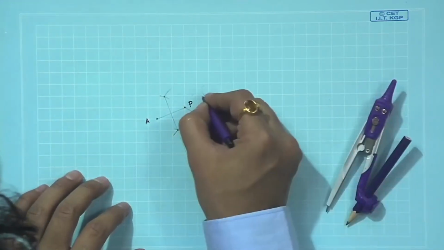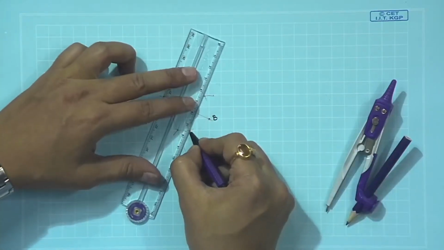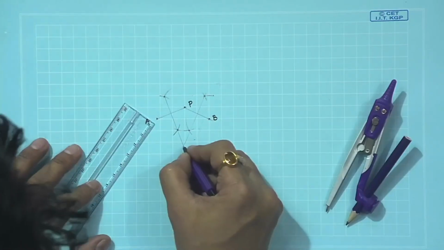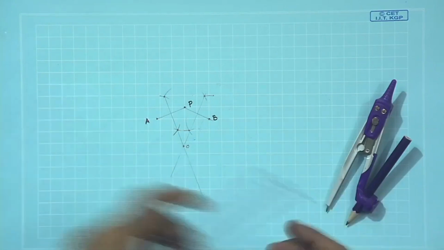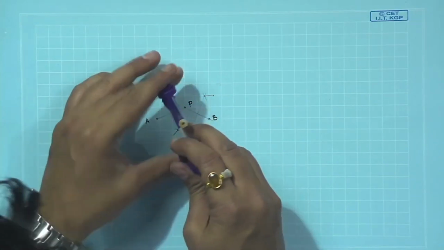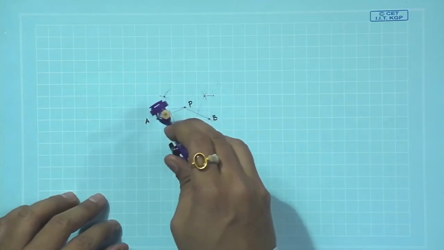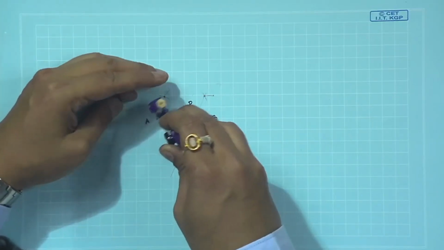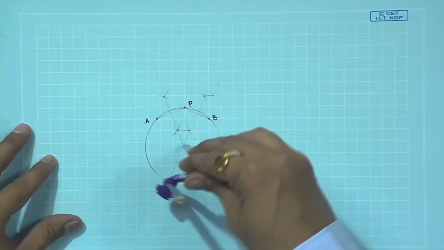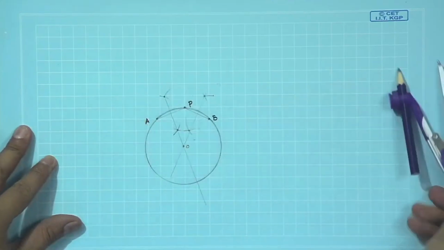So, identify these intersection points. These are perpendicular bisector lines for P, B. So, the intersection point is O, through which we have to construct a circle. So, this is the circle we get, a circle passing through A, P, B points.